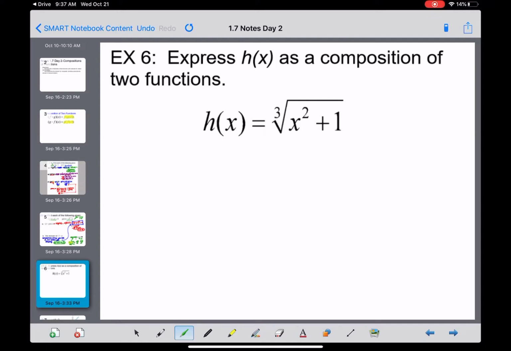Okay, next example. We want to express h of x as a composition of two functions. So you're going to have a couple of these on your homework. So what we're looking for is we're asking what's f of x and what's g of x? That if I did a composition of two functions, I would get h of x. And I'm going to add something to this. We're going to say so that h of x is equal to f of g of x, because it does matter what order I'm going in. Okay, so that h of x would be f of g of x.